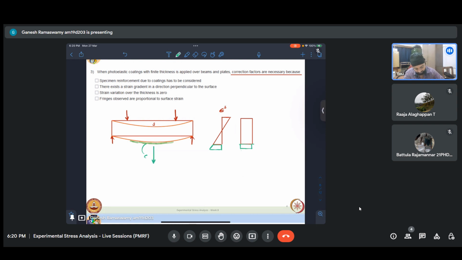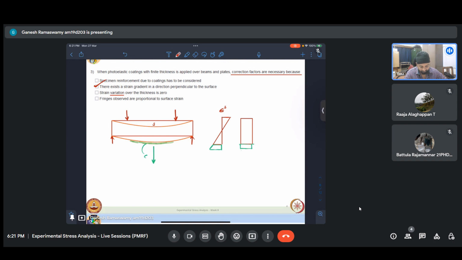So, there exists a strain gradient in the direction. Strain variation over the thickness is zero. If strain variation over the thickness was zero, it implies there is no strain. Or rather, if we were to focus too much on the word variation, we could even say that with a constant offset, there is no variation but a single value, which happens only in the case of a uniaxial loading case. So that also doesn't seem to be the case here.